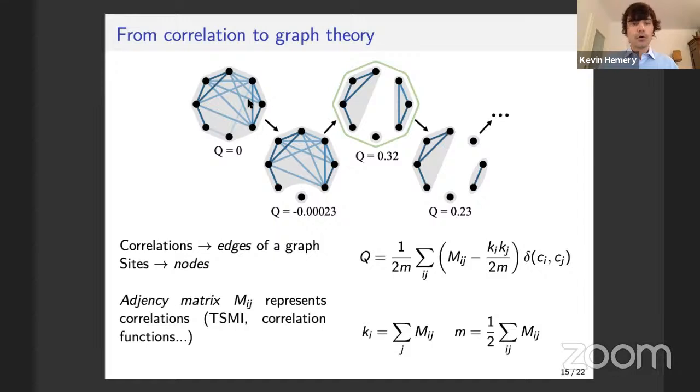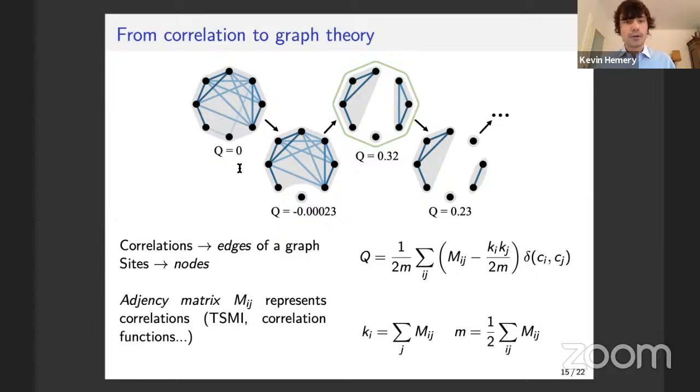Right? So the starting point is to construct a graph. And of course, the nodes of our graph are the sites, right? And then the edges of the graph are just weighted according to the correlations, right? So this is just saying that what is called the adjacency matrix is just the correlation matrix, right? So you can take, for example, the two-site mutual information, which is a quantity which contains all the correlations of your system. You can simply take correlation functions, for example, especially if you are interested in experiments.